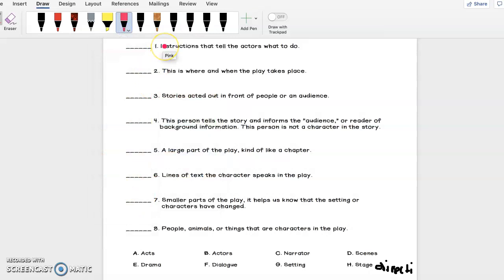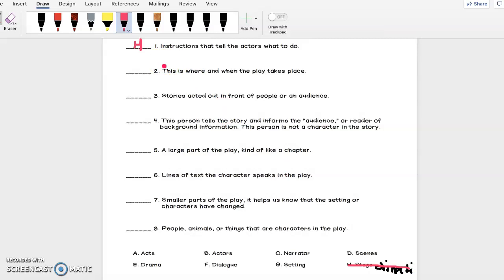Number one, instructions that tell the actors what to do. If I'm an actor, which I am, what do I need to look to in order to figure out what to do with my character? I know that I could use the stage directions. Remember, guys, those are the ones that were italicized and they had those parentheses, right?